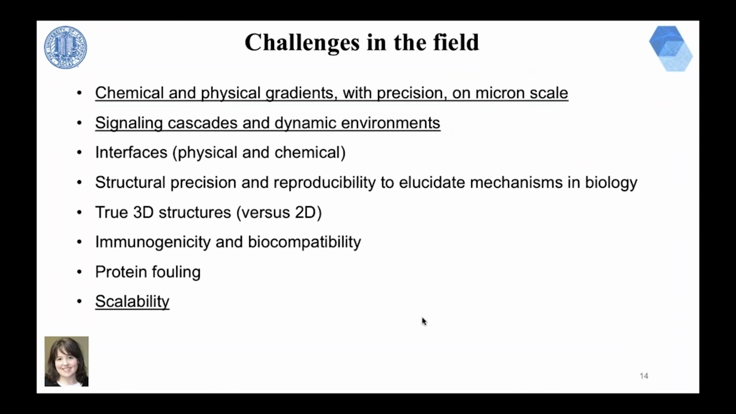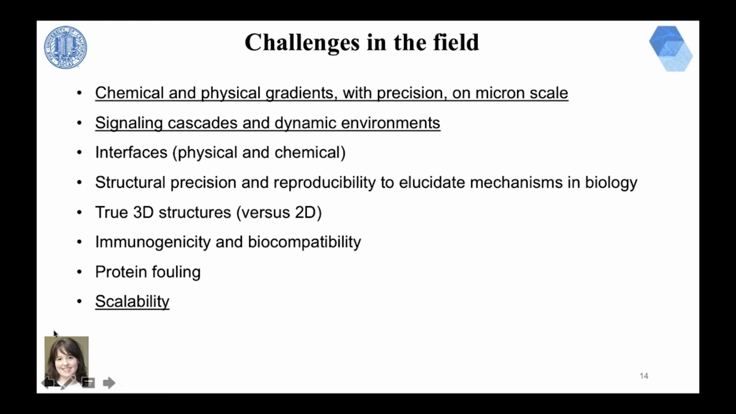So in this slide, I've listed numerous challenges in the field when it comes to making hydrogel scaffolds for growing cells. And I've underlined three in particular that are important. First of all, when it comes to nature and developmental biology, chemical and physical gradients are incredibly important, and yet these are really difficult to recapitulate in biomaterials, particularly on small scales down to the micron level. If we look to nature, we also know that signaling cascades are extremely important, so we have to be able to deliver cues in a temporally controlled manner and to dynamically remodel our environments.